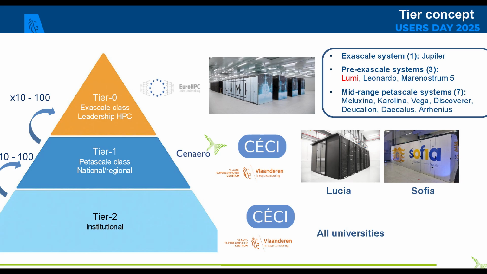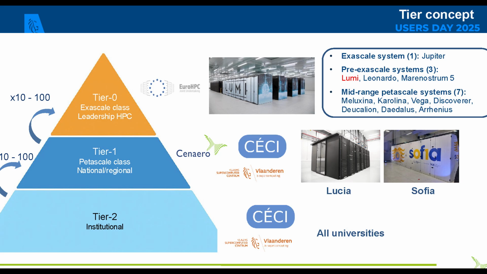So we basically classify the supercomputers in Europe in 3 categories. You have the tier 0, which are the biggest systems available in Europe. So these are of Exascale class and leadership HPC. So they are managed by EuroHPC. And currently we have about 10 systems, yeah, right here. So we have Jupiter, which is the only Exascale system so far. Then we have 3 pre-Exascale systems, including LUMI. And then we have a mid-range petascale system spread over Europe.